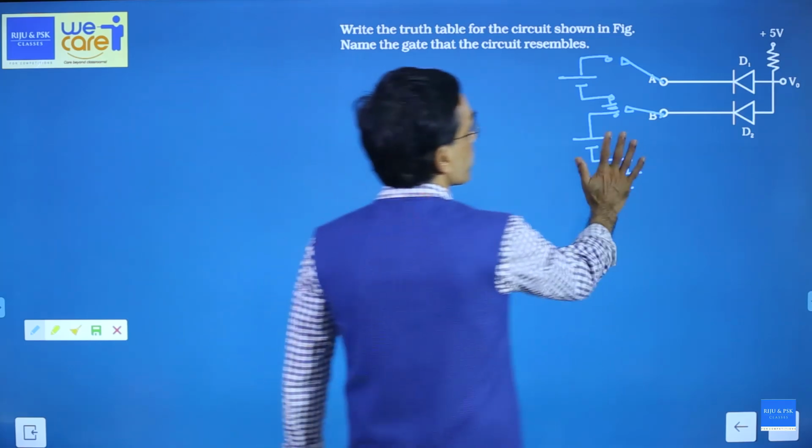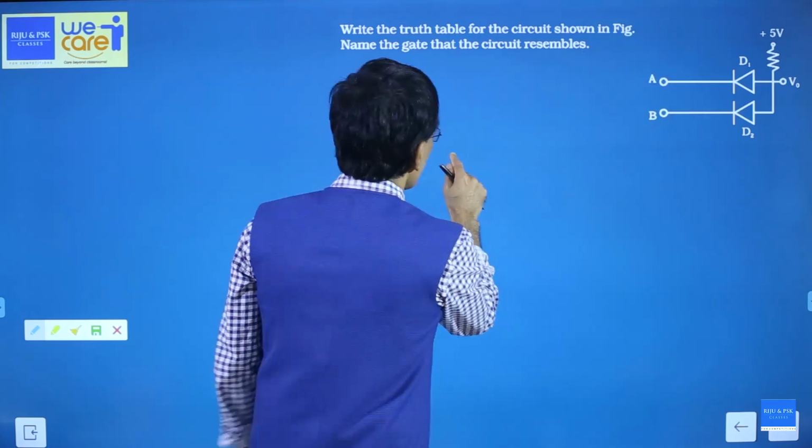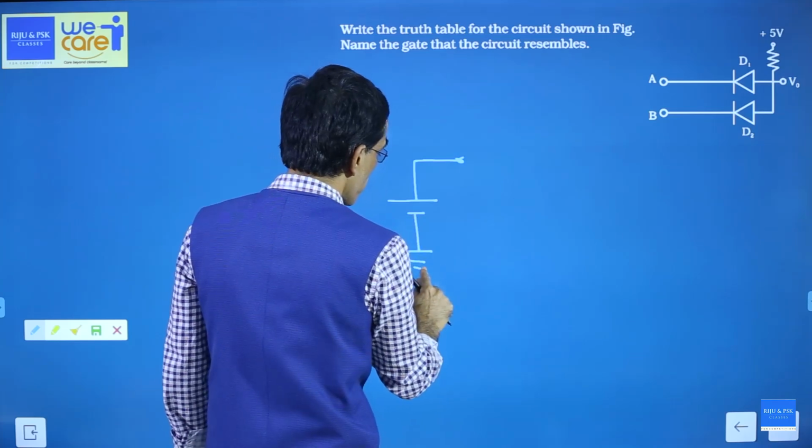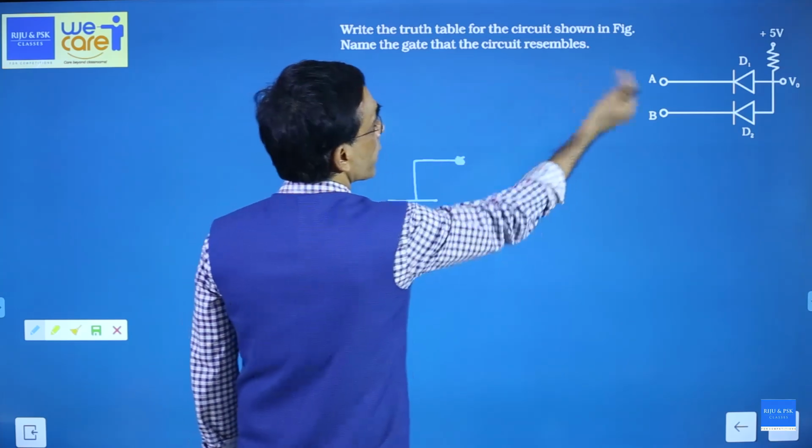That means there will be a battery connected and the other end of the battery will be connected to the ground. So this is where you are going to connect A.